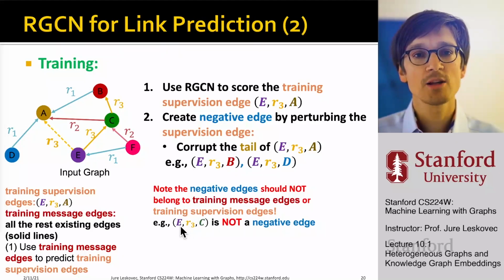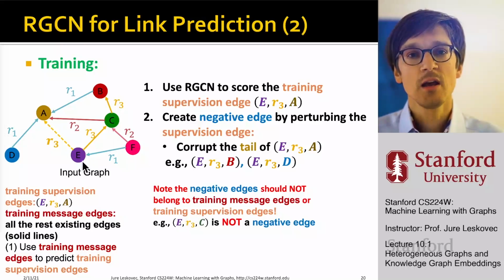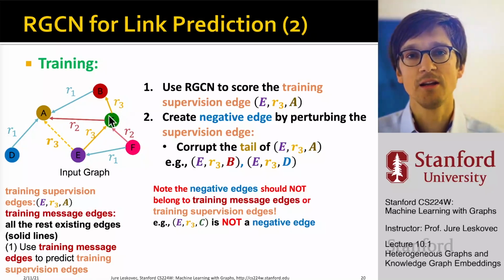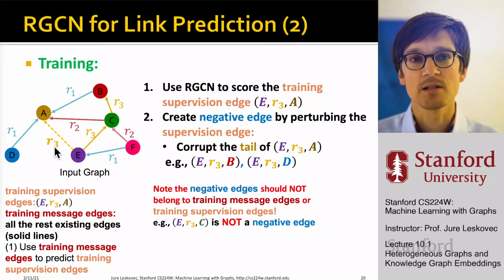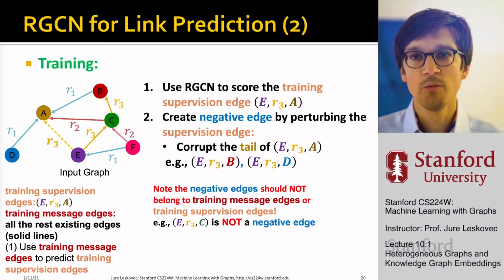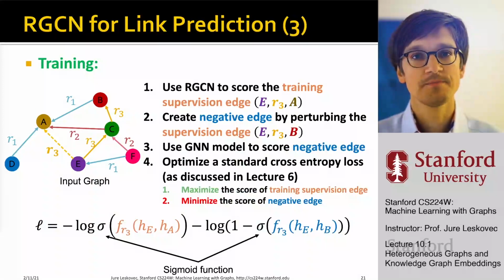So for example, the edge to node C cannot be a negative edge because node E is already connected to node C with relation type 3. So this is not a negative edge because the edge already exists and it's of the same type as here. So we don't want to create this contradiction. So we have to be a bit careful when sampling these negative edges.